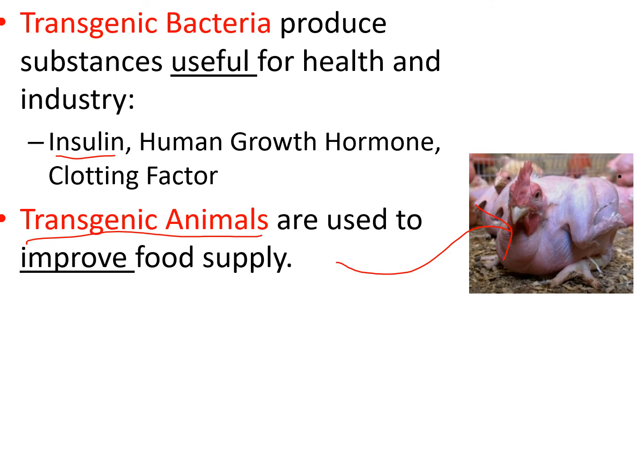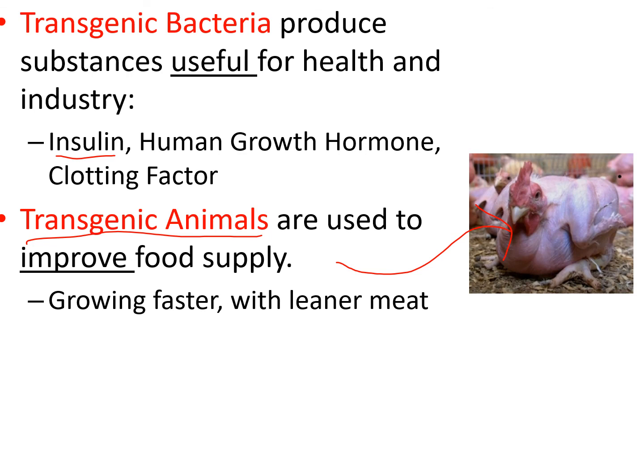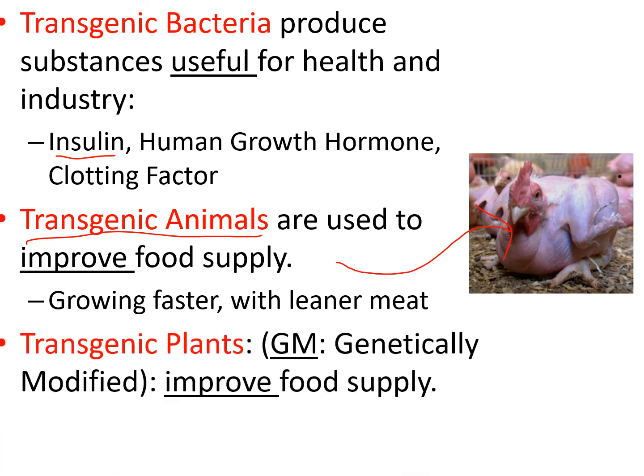So what they do is, hey, if we already have them born without feathers, we could just go ahead and cook them and throw them in there. You have to think about that. Growing faster and leaner meat, when they get those cows being so big, you inject them with steroids. It's not really leaner meat. Transgenic plants are supposed to improve food supply.